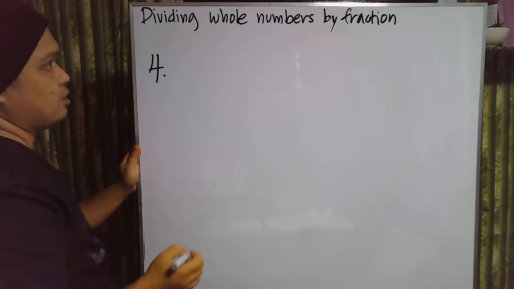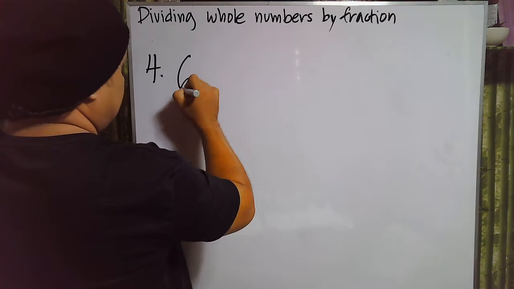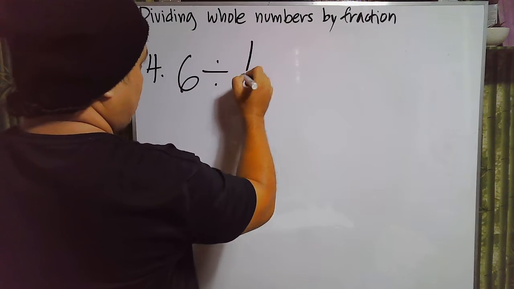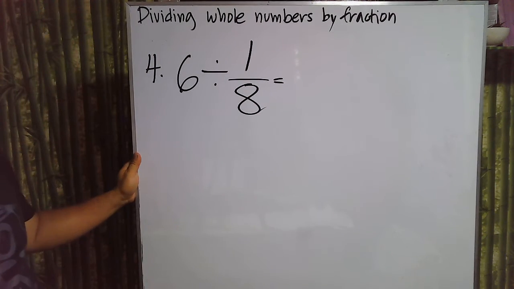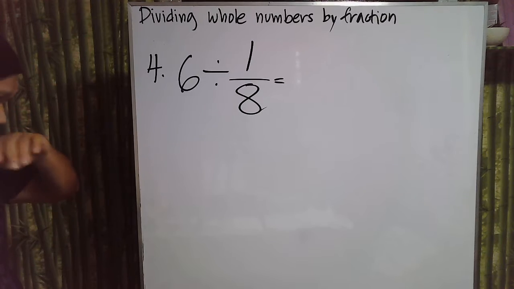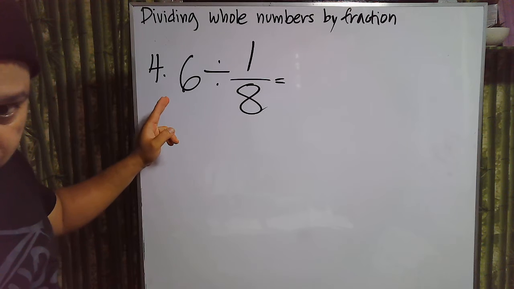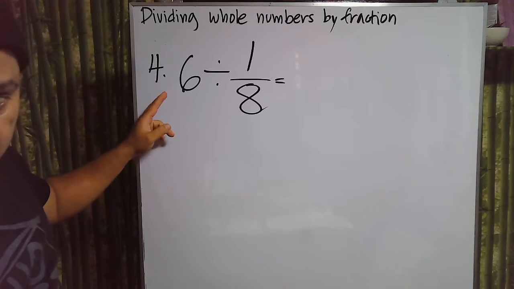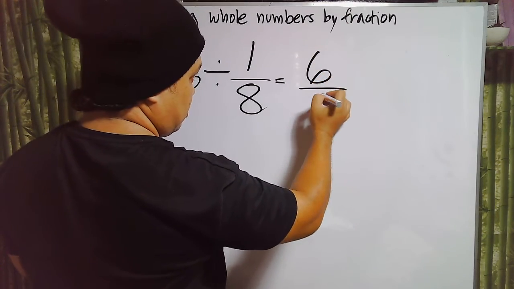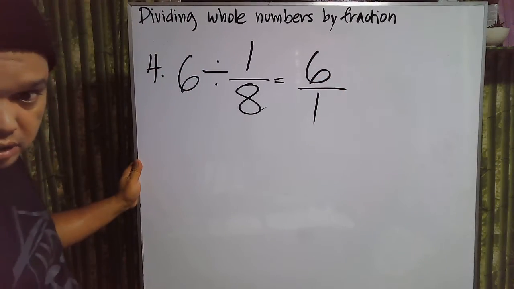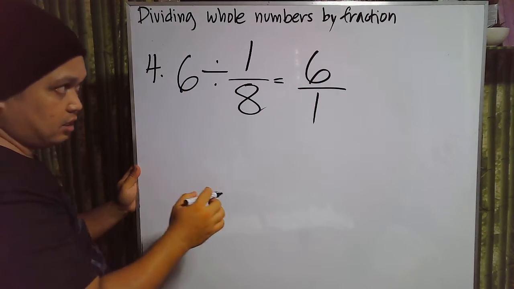Dividing whole number with a fraction. Let's have 6 divided by 1/8. So the same method. Okay, whole number divided by fraction. Now, to answer this, change this whole number first into a fraction, which is its fraction form is 6 over 1. So the same, because 6 divided by 1 is still 6, only it's in fraction form.